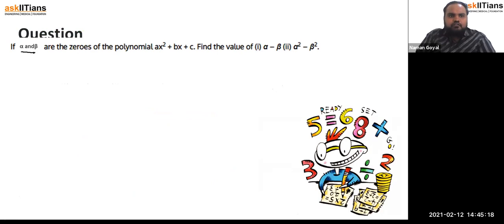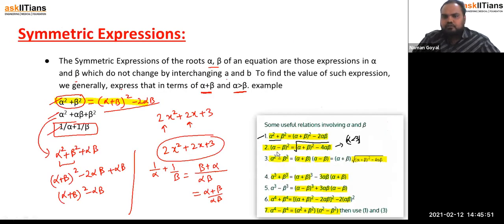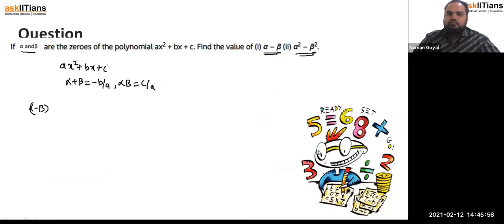If alpha and beta are the zeros of the polynomial ax square plus bx plus c, and the question is asking for alpha minus beta or alpha square minus beta square, listen carefully. If alpha and beta are the zeros of this polynomial, then we can say that alpha plus beta is minus b by a, and alpha beta is c by a. For alpha minus beta, we know the formula. In the previous slide, we learned that alpha minus beta is under the root of alpha plus beta whole square minus 4 alpha beta.